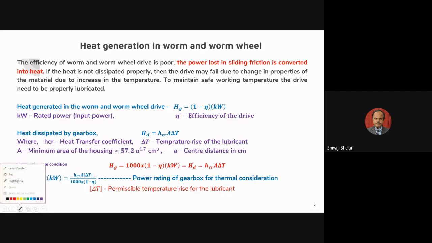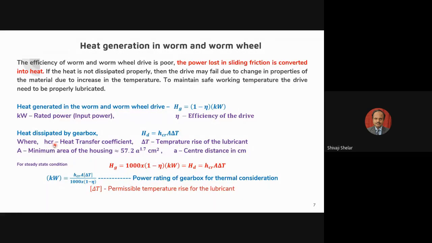In this thermal analysis, heat transfer analysis, we are calculating heat generated. So how much is the power lost? Power lost is converted into heat generation. So we have total supply of power equal to kilowatt rating. My efficiency is say 0.6. So (1 minus 0.6) into 10, if I am transmitting 10 kilowatt, that much amount of energy is lost in terms of heat generation, where kilowatt is the rated input power, and eta is the efficiency of the drive. Now, when this heat is generated, temperature will rise.